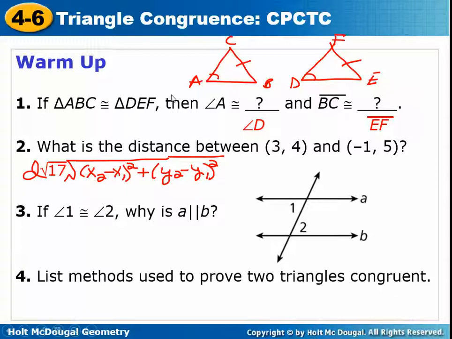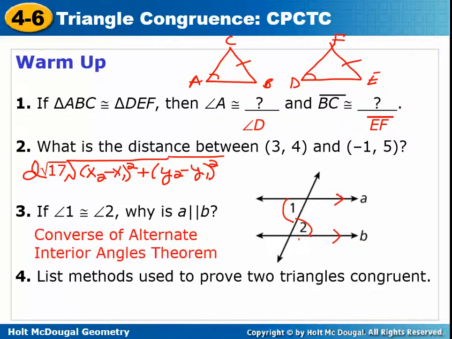Okay, number 3. If angle 1 is congruent to angle 2, why is A, this line here, parallel to B? Remember that? These are alternate interior angles. So if they are congruent to each other, that means by the converse of the alternate interior angles theorem, the converse, it's very important that you say that, tells you then that the 2 lines would be parallel. And then the methods we've used to prove that 2 triangles are congruent so far are those down there: side, side, side, side, angle, side, angle, side, angle, angle, angle, side, and hypotenuse leg if you have a right triangle. You can use that sometimes.